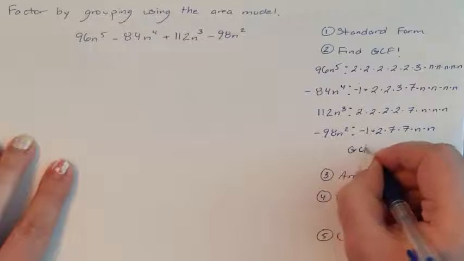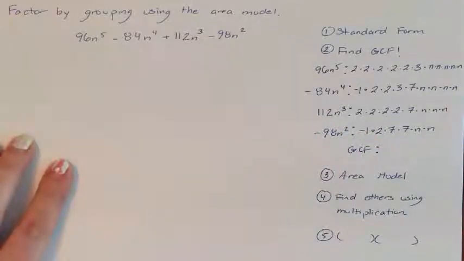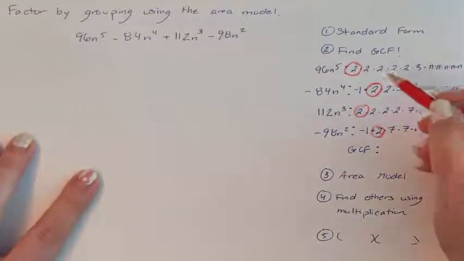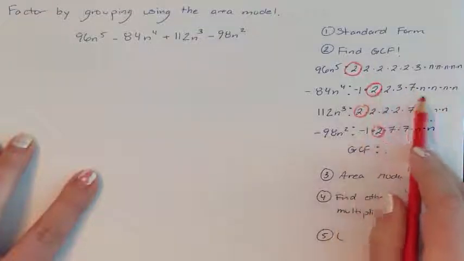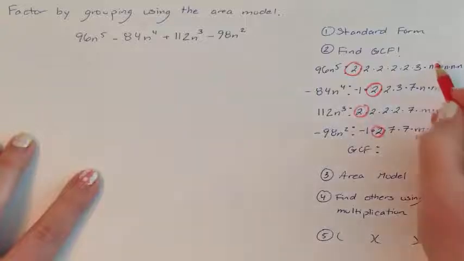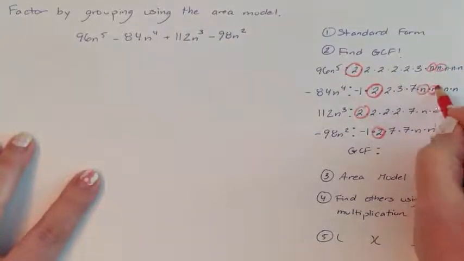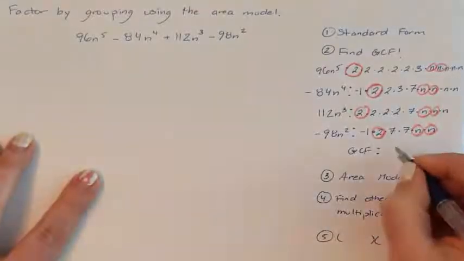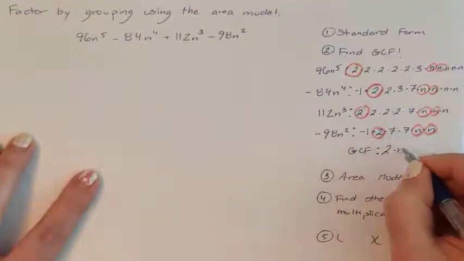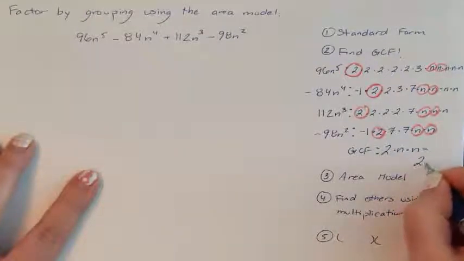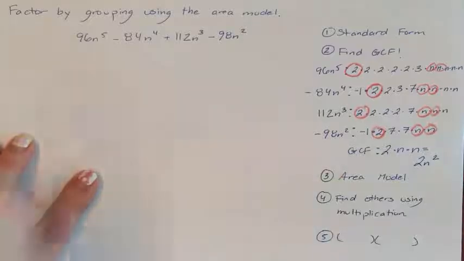So now I'm going to try and see if I can find a GCF. What do they have in common? I see that each one has a 2 in common. And unfortunately, I don't see any other numbers. 7s exist in these 3 lists, but a 7 does not exist in the first list, so you can't use a 7. I see that each list also has 2 n's in common. So my GCF is a 2 times an n times an n, because that's what I saw in every single list, which meant my GCF is a 2n squared.